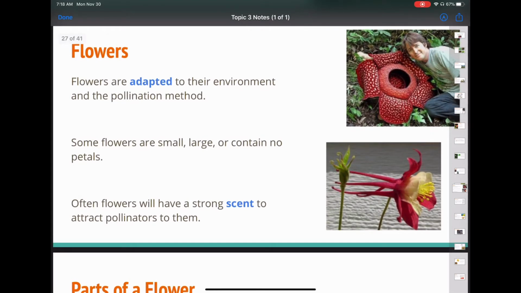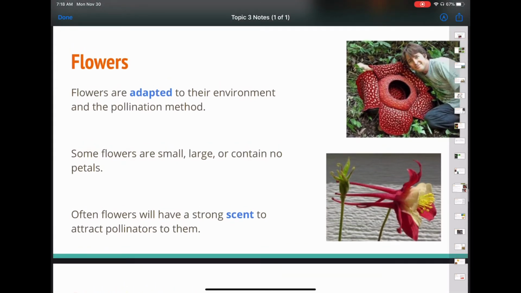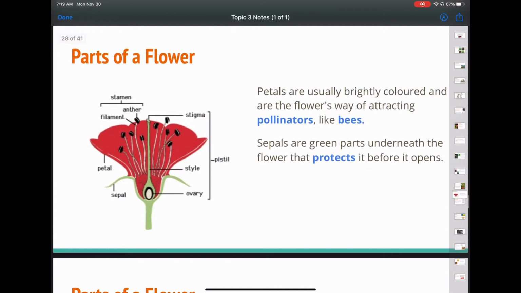So flowers are adapted to their environment and their pollination method. Some are small, large, or contain no petals, and often flowers will have a strong scent to attract pollinators to them. This plant up at the top right where this gentleman is sitting by and smiling, it's actually kind of funny that he's got a bit of a smile, as that plant smells very, very bad. And that's one of its adaptations to help keep animals away from it, is that its scent is just atrocious. Now, I've never actually seen one or been by one, but from what I've read on the internet, it is pretty bad.